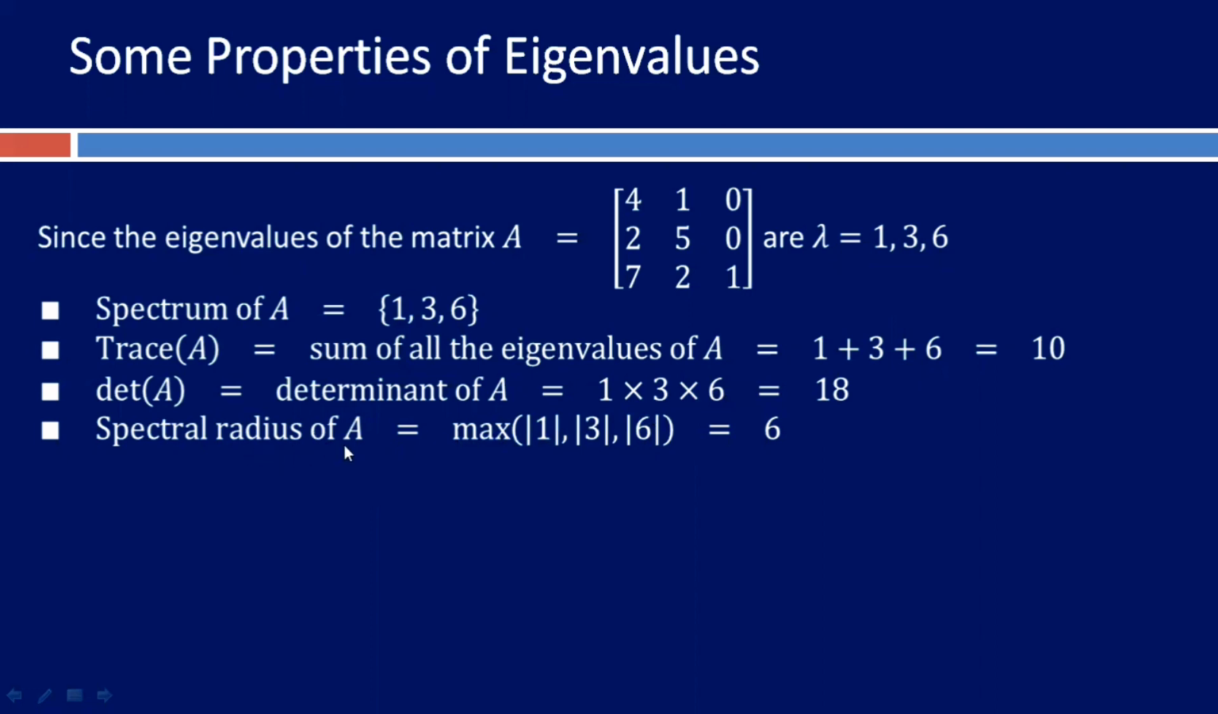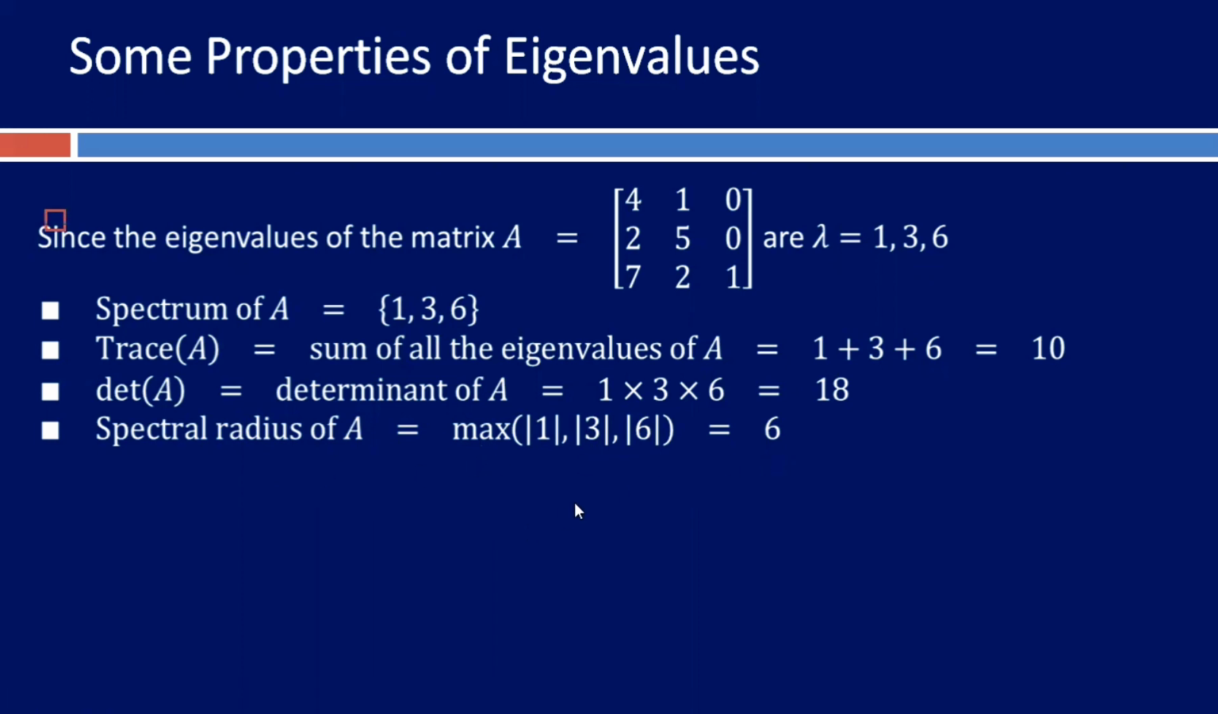Spectral radius of A is equal to the maximum of the absolute values of the eigenvalues. You know the absolute value of a positive number is positive. So the absolute value of 1 is 1, the absolute value of 3 is 3, and the absolute value of 6 is 6. The maximum of all these absolute values is 6. So the spectral radius of A is equal to 6.